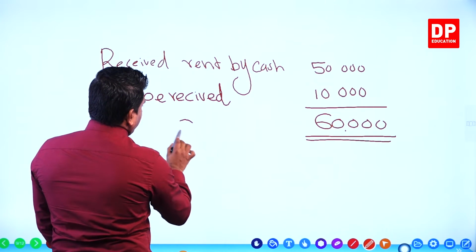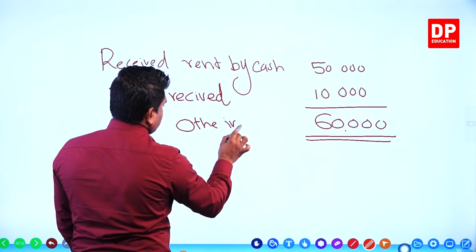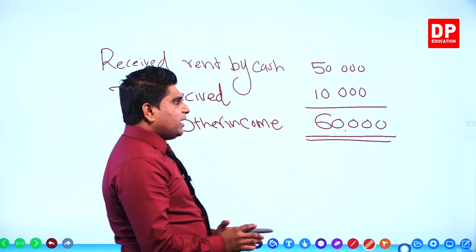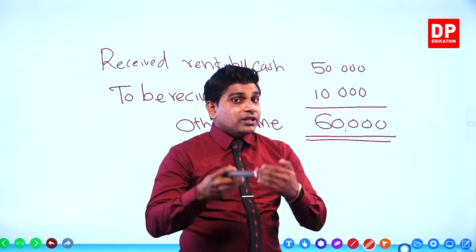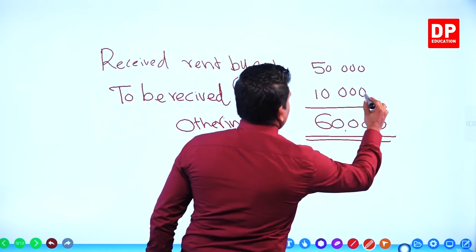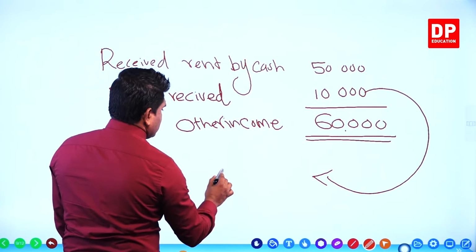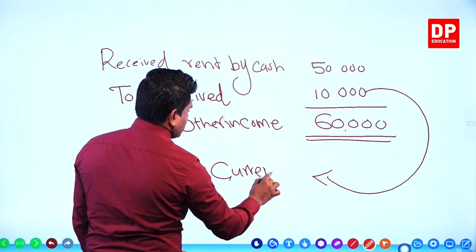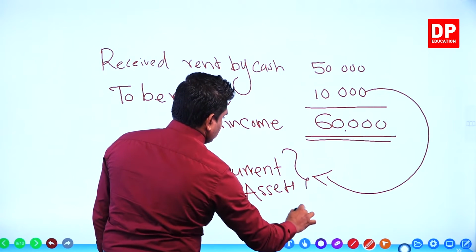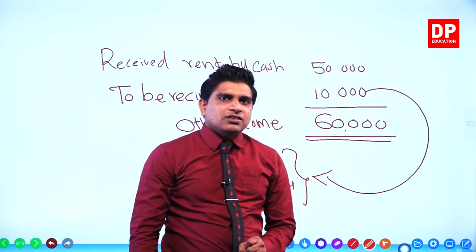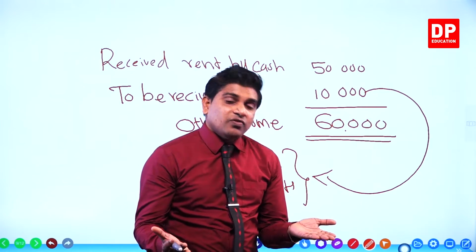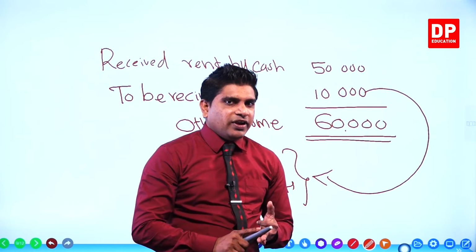This comes under the other income category. Only the to be received amount, like to be paid where we wrote current liability, to be received is current assets. This one comes to current assets. These are the calculations. Here also we use the same materials, same tools: general journal, ledger accounts and financial statements.